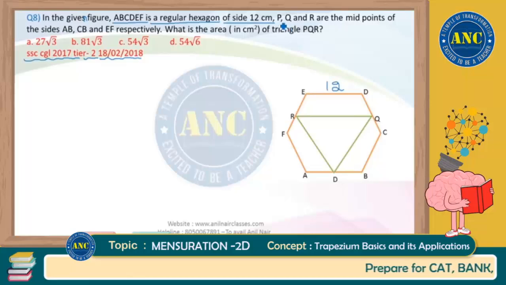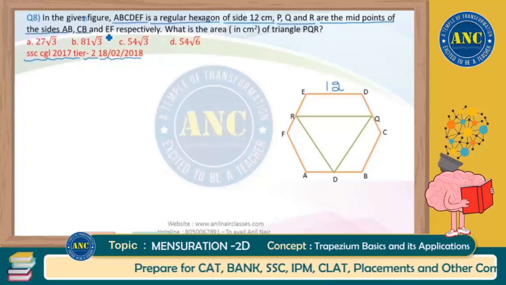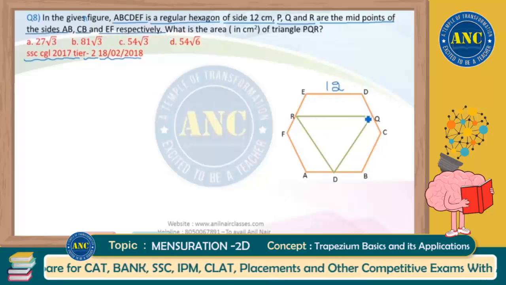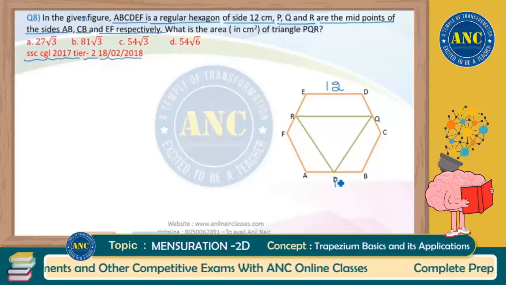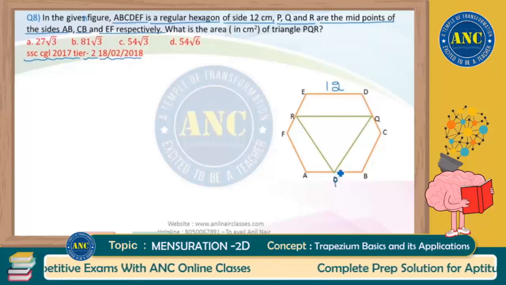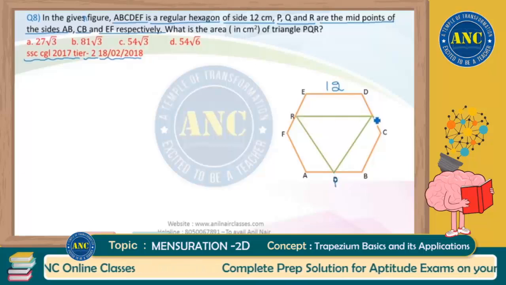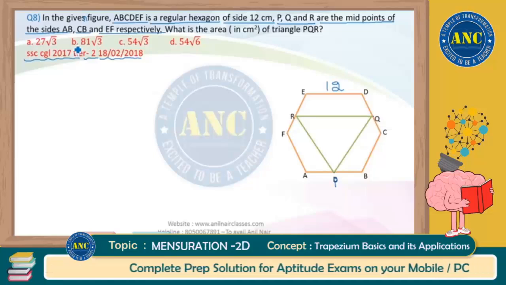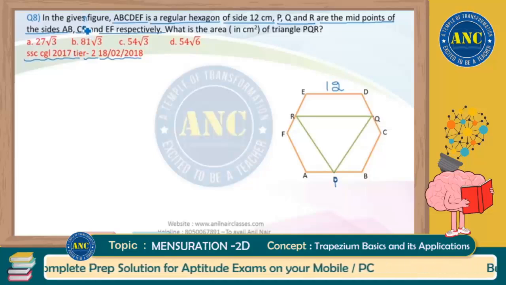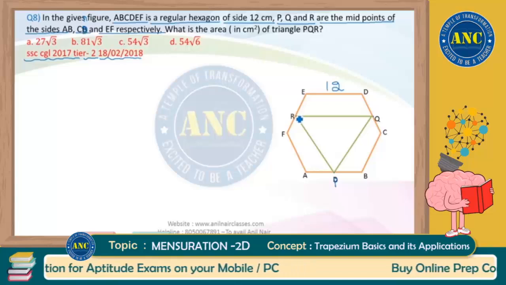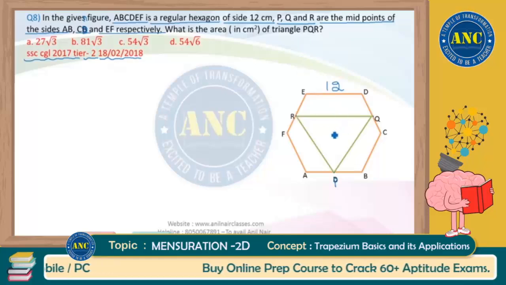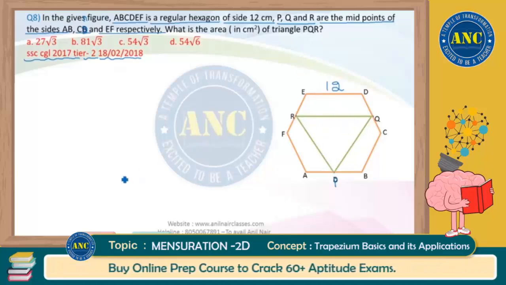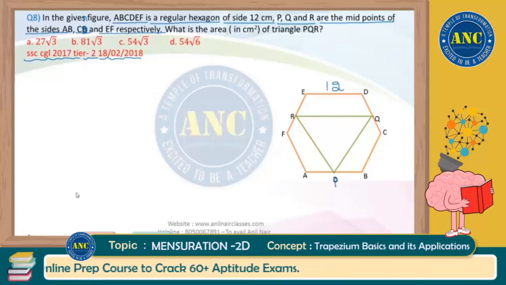Beautiful. P, Q, R are midpoints of sides AB, CD and EF respectively. This is P, sir, this is not D. P is the midpoint of AB, Q is the midpoint of CD, not CB, it is CD, and R is the midpoint of EF. That is what is given in the question. What is the area of triangle PQR? This green color triangle PQR area is what I need to find.